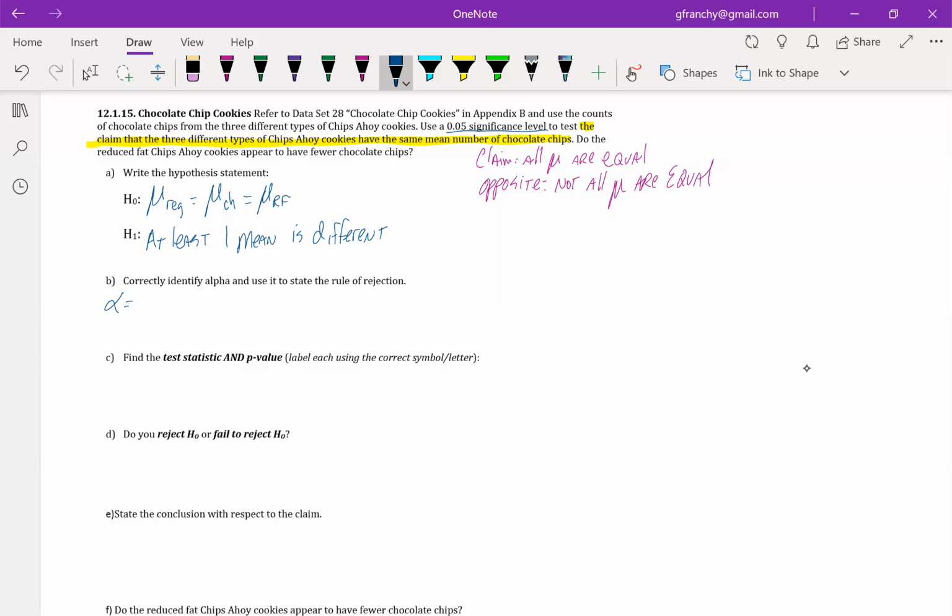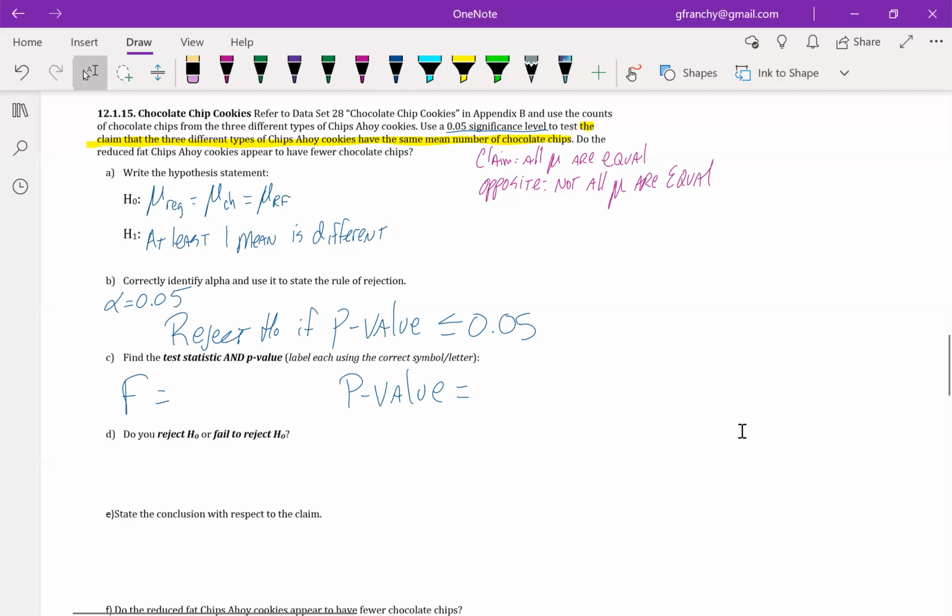Our alpha here is 0.05, so we will reject the null hypothesis if the p-value is less than or equal to that 0.05. And now we're ready to head into StatDisk to open up our data set and go ahead and run the analysis of variance test on it.